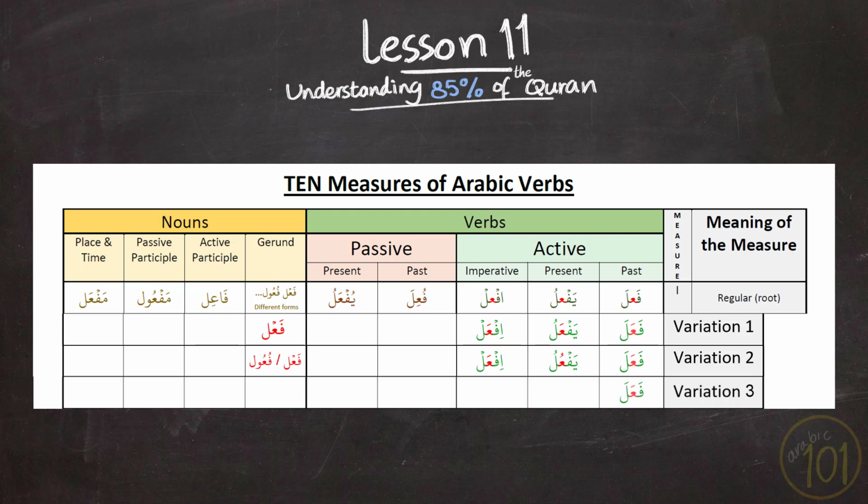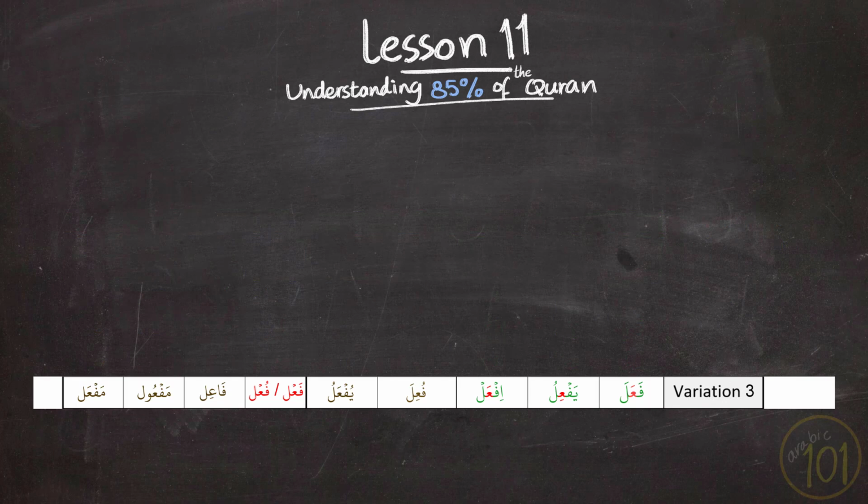فعل يفعل افعل. And as for the gerund form, we have فعل and فعل. And as you can see, these patterns do not have variations. They will be the same for all the variations of this measure. So let's get started with the first verb that belongs to this variation.